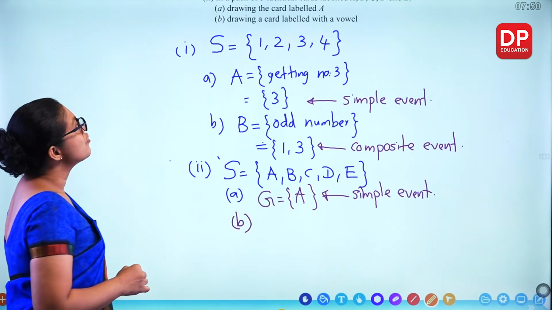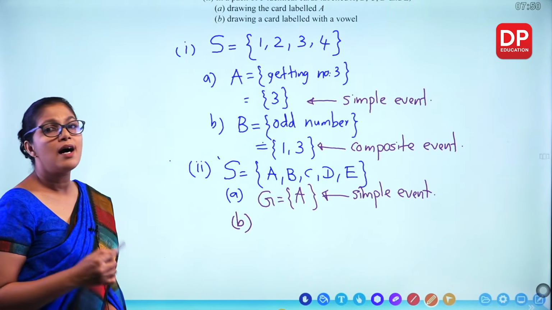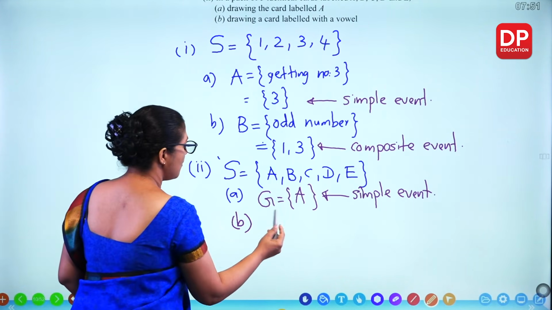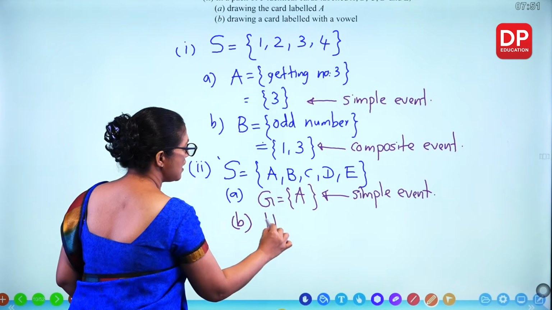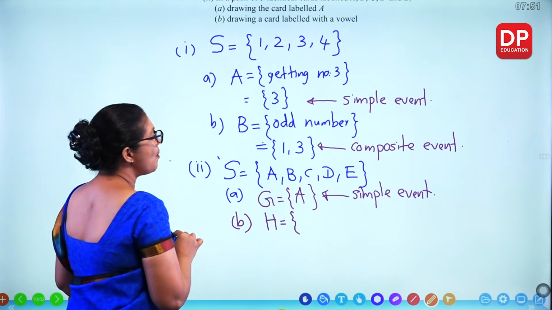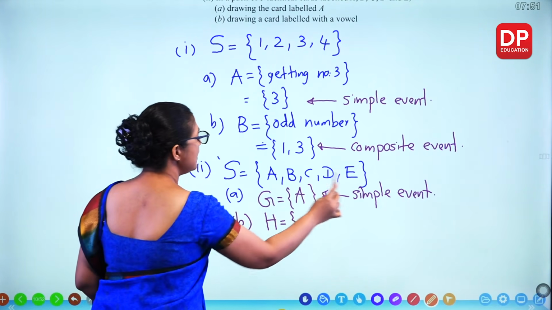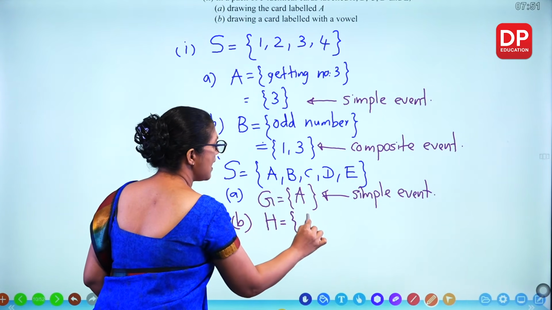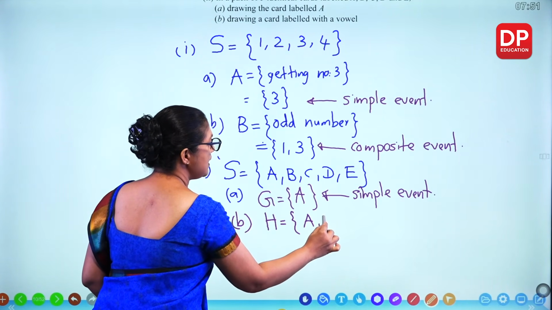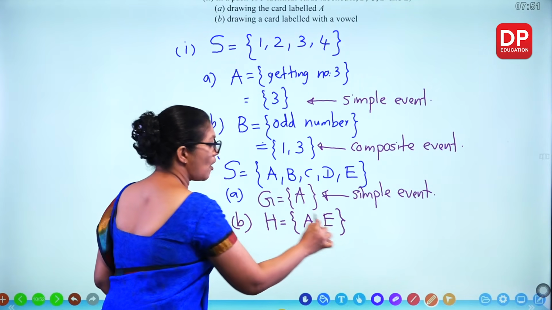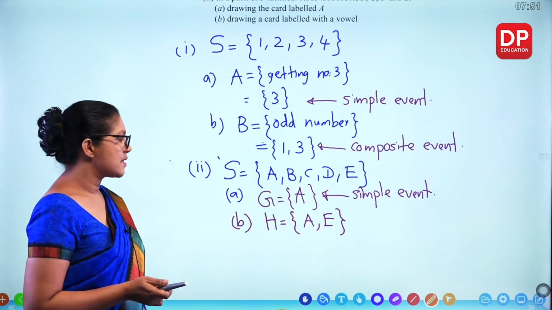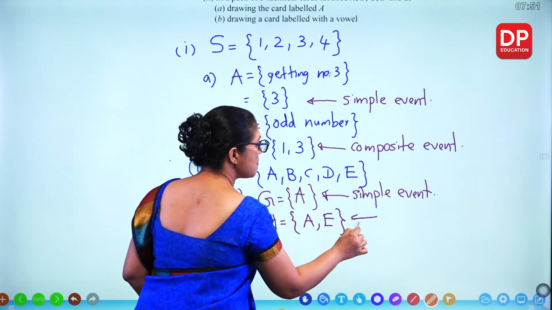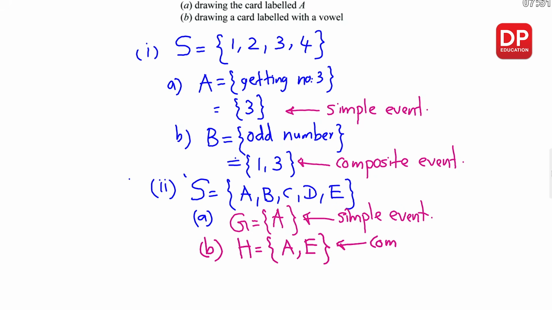B is drawing a card labeled with a vowel. We'll take H as that event. Vowel. What are the vowels here? A, E, I, O, U. A is there. E is there. Now you are getting 2 outcomes. 2 outcomes means that's a composite event.